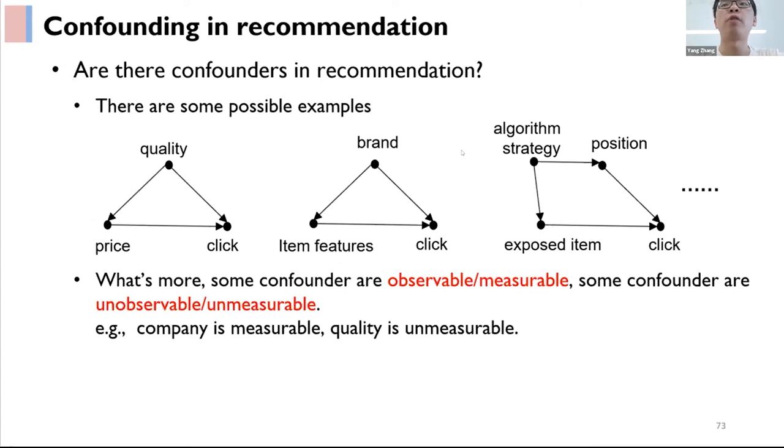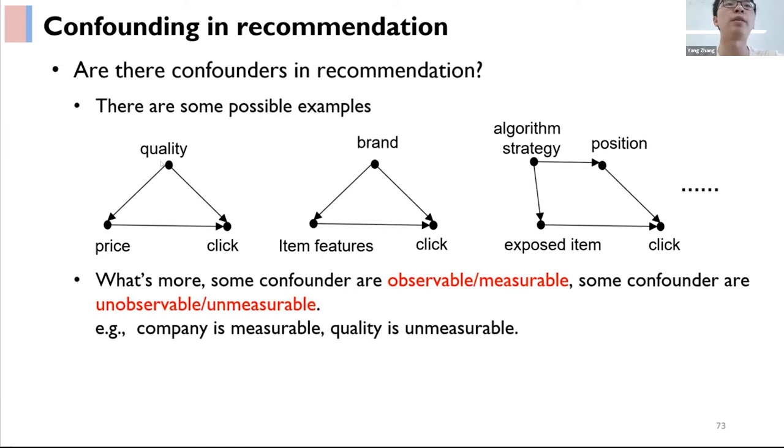Regarding the confounding for recommendation, the first question is: are there confounders in recommendation? As we all know, recommender systems and users are in complicated environments with complex causal mechanisms. Thus, the answer is obviously yes. There are three examples. The first one is the item quality of Facebook's item price and click.